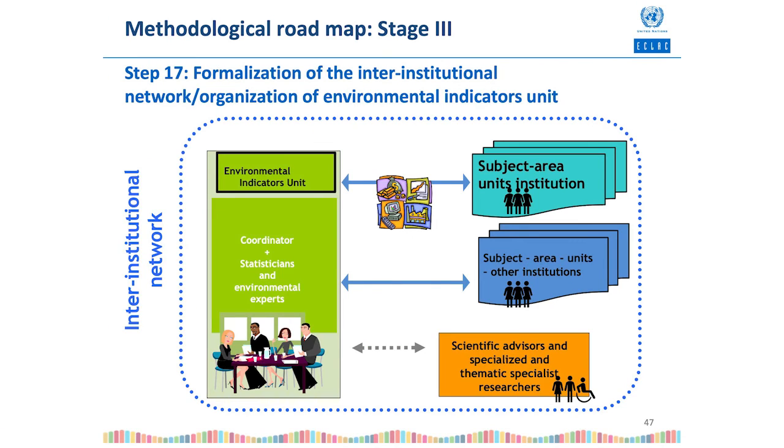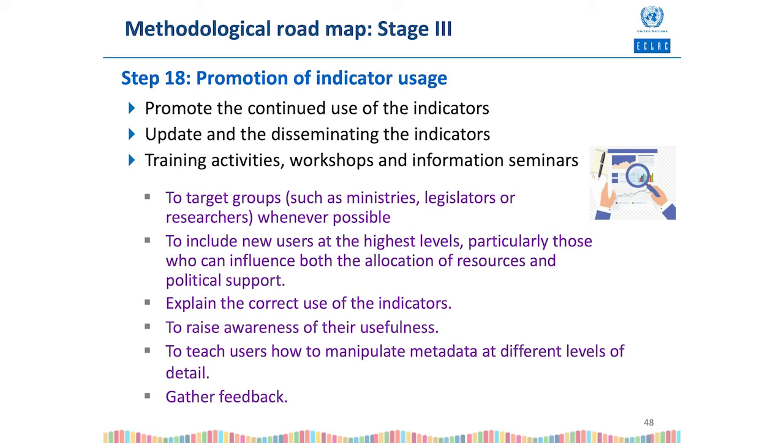Under step 17, we would formalize this network of organizations for the environmental indicators. So the interinstitutional network would create an environmental indicators unit with a coordinator and statisticians as well as environmental experts. So we would have our subject area units and other institutions and specific advisors and specialized thematic researchers that would feed into this environmental indicators unit. Step 18 is the promotion of indicator usage.